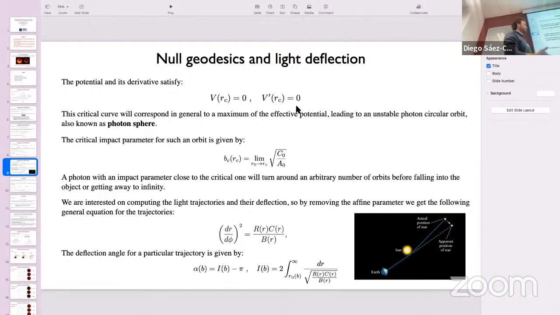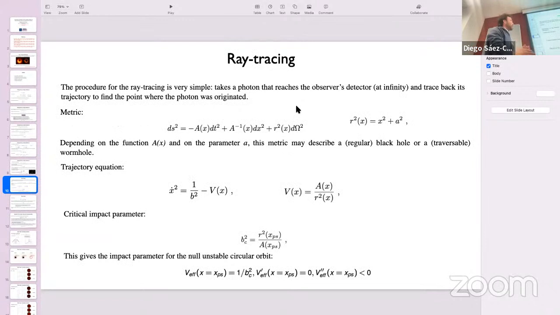So this is something very well known in general relativity, that you can compute how the trajectory has been deflected when the photon has passed through the compact object, which is the angle that has been deflected, and how this is going to affect the picture that you reconstruct in your laboratory with all the photons that you have detected coming from this object. So the next point is basically what is called ray tracing.